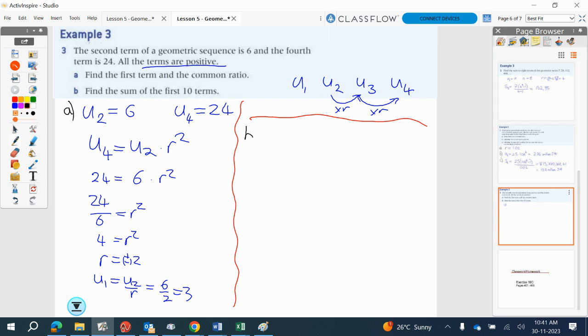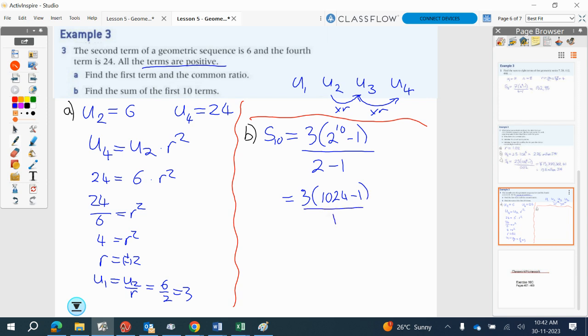For part B, we need to find the sum of 10 terms. So that's U1, which is 3, times parentheses 2 to the power of 10, minus 1, over 2 minus 1, because that's the formula. And that gives us 3 times 1024 minus 1 over 1, which is 3069.